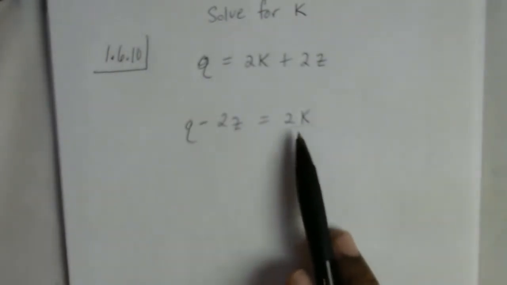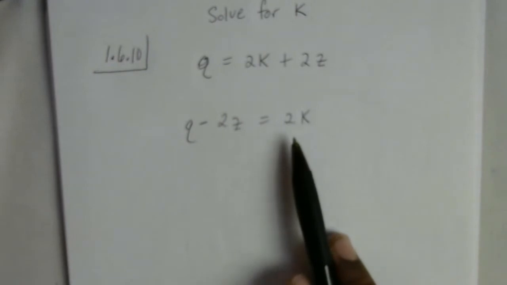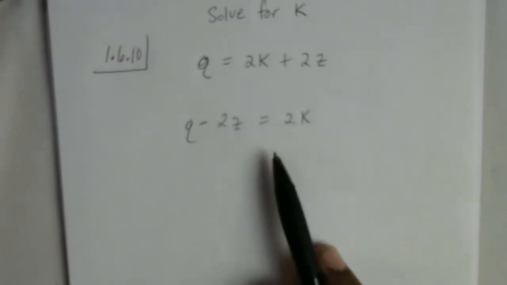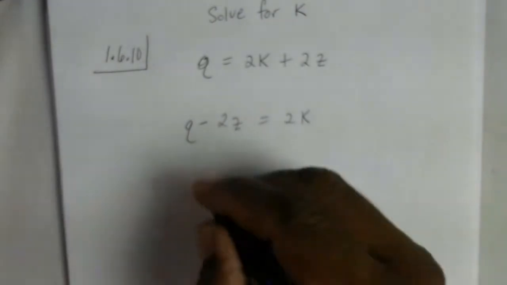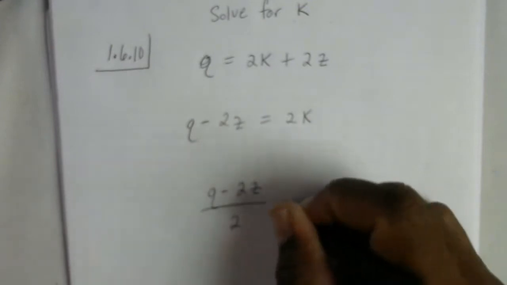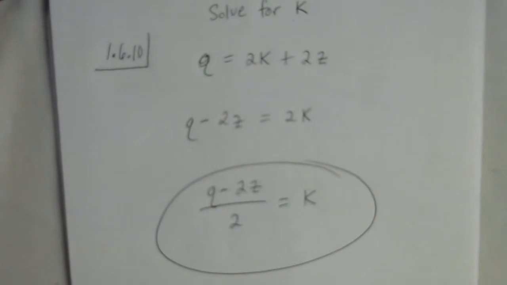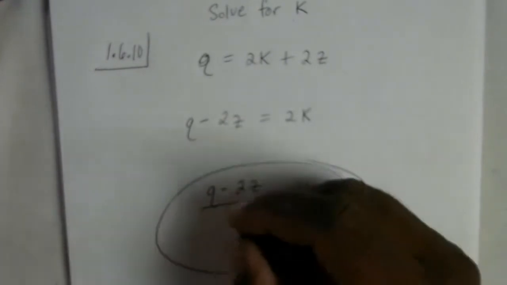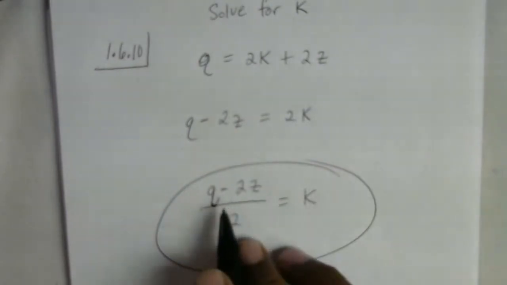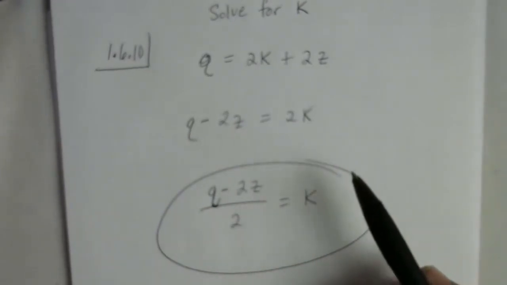All right, so lastly, I'm solving for K. The opposite of multiplying K by 2 is to divide by 2. So I'm going to divide both sides by 2. And that isolates K. So my final result is Q minus 2Z divided by 2. All right, so this would be my final answer.